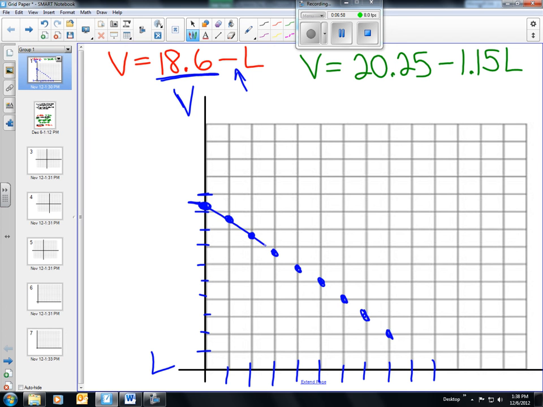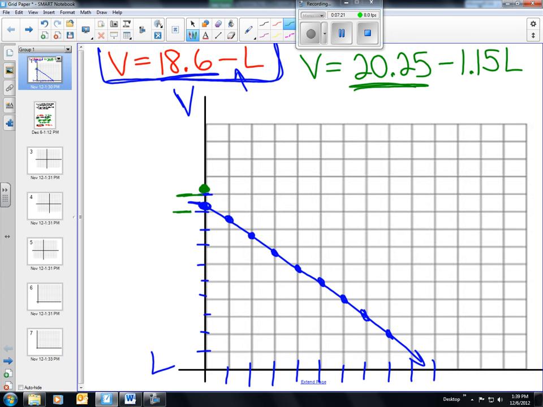And then we connect the dots. And that would be our equation here. That's what this would represent. And then we can do the same kind of thing with the green equation. Our starting point in this one is going to be 20.25. So this was 18 here, so this is 20. So 20.25 is going to be about right here.